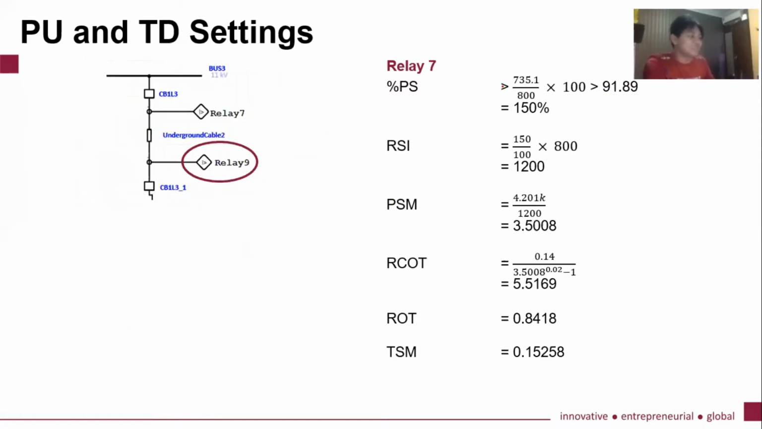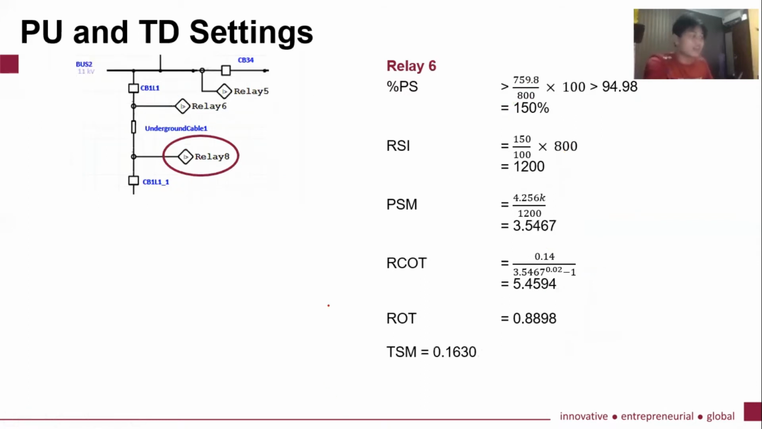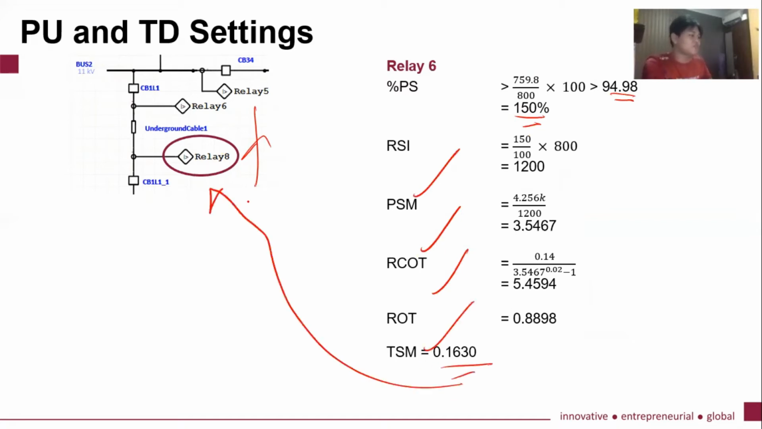For RSI, we calculate PSM, RCOT, and ROT, using RCOT multiplied by PSM. Then we're moving on to relay 7. The plug setting must be larger than 91.89, so we select 150%. And then we calculate RSI, PSM, RCOT, ROT. As relay 7 and relay 9 are in series, they don't have any load in between, so we use the same PSM for relay 9 and relay 7. Same goes for relay 6. It's the same as relay 8 because there is no load over there. For the PSM of relay 6, it must be greater than 94.98, so we choose 150%. We calculate RSI, PSM, RCOT, and ROT, and the PSM we choose from relay 8, so it's the same as relay 8.